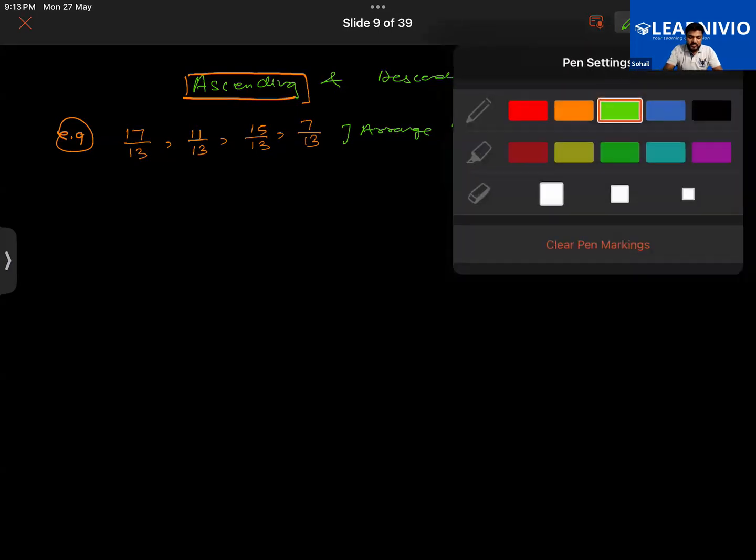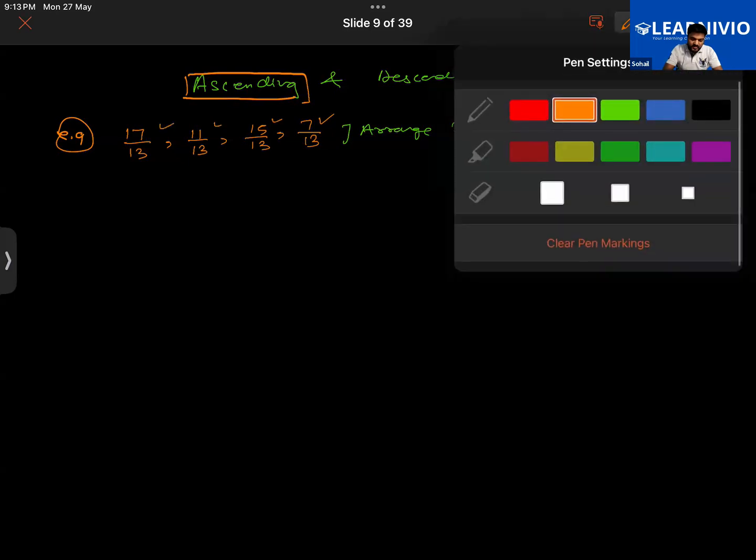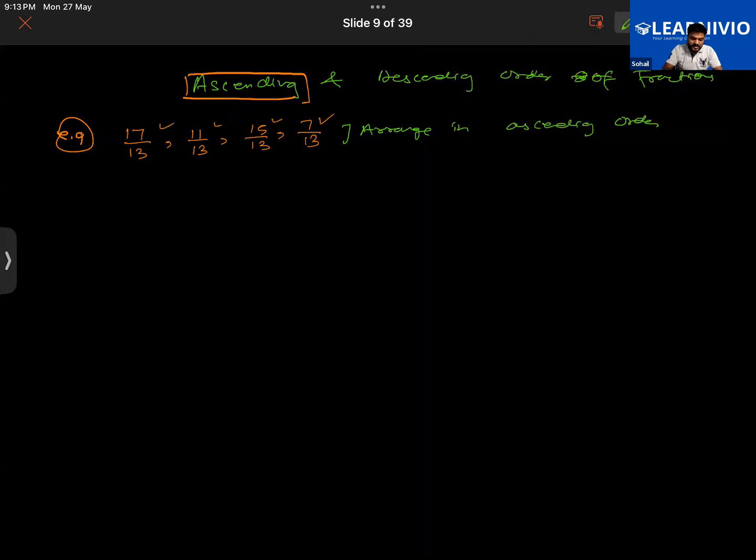In this, simply do one thing: just compare the numerators. Compare the numerators: 7, 15, 11, and 17. You will be comparing the numerators. The denominators are the same here. So compare the numerators, and see which one is smaller here.